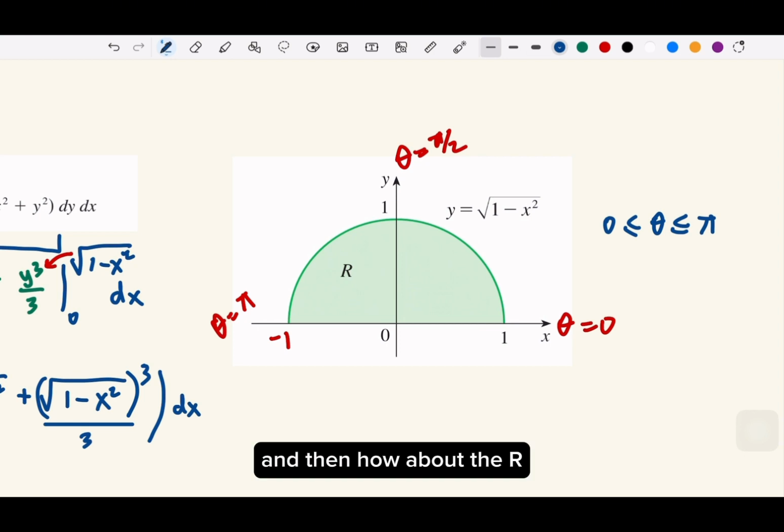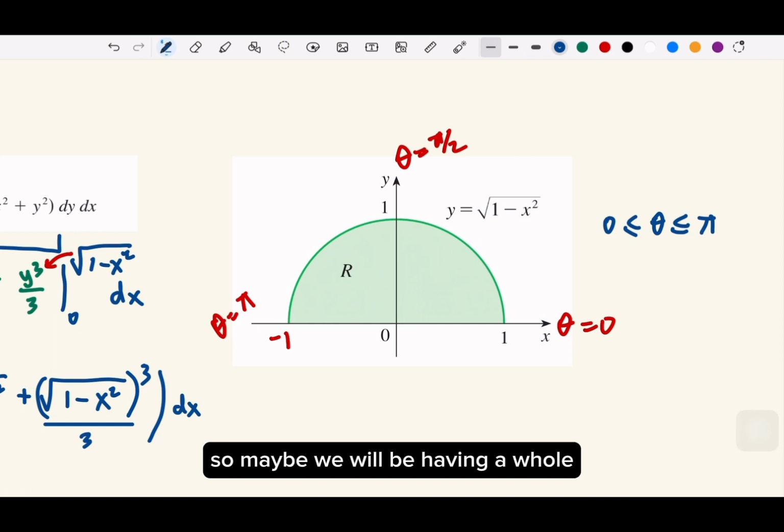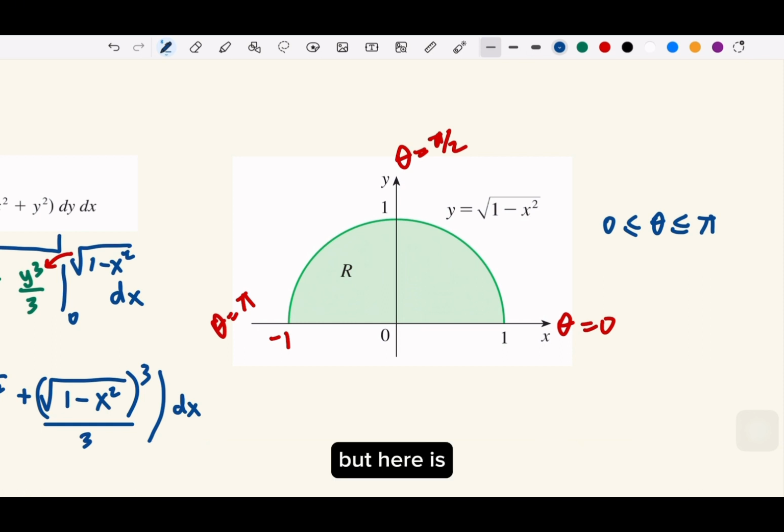And then how about the r? Now the r, since we have r is 1, only that r that exists in polar. So we can say that the r is from 0 to 1, because we have the whole circle. If we say r is from half, for example, half to 1, so maybe it will be having a hole. But here it is no. So let me compare.